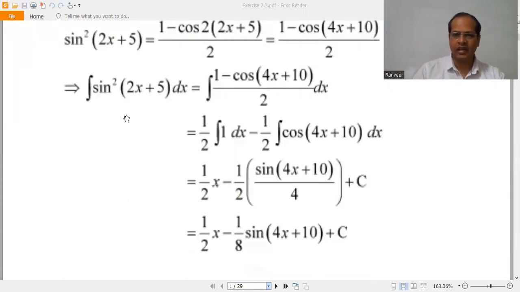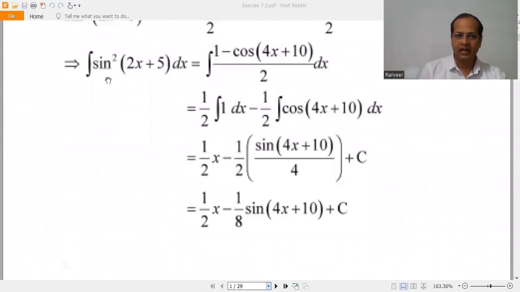Now we know the integration of a constant is x, so here this is x by 2, and the integration of cos x is sine x. So sine 4x plus 10, and whatever coefficient is multiplied, 4, we divide by it in the integration. So after doing the calculation, this is x by 2 minus sine 4x plus 10 by 8. So this is the value. In this way, we are going to solve all the problems. The most important thing is that you have to know the formulas very well.